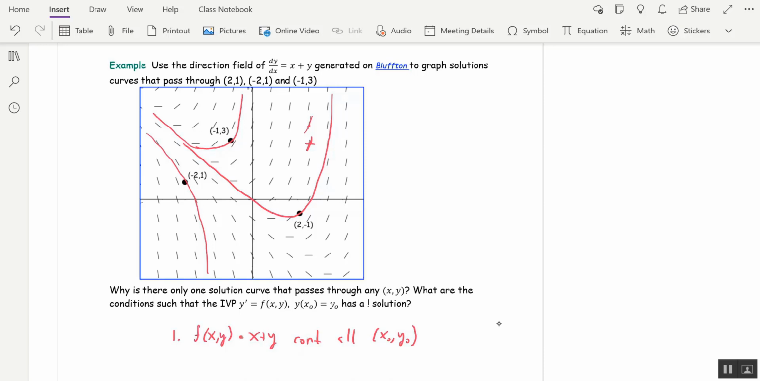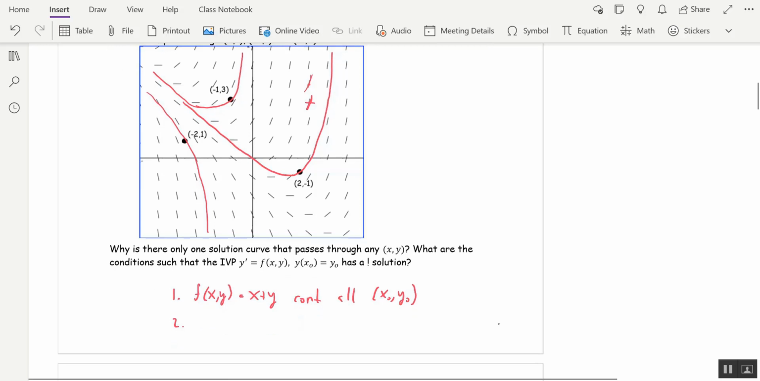What about condition 2? If you recall, condition 2 requires that the partial with respect to y of f, which in this case would be 1, also has to be continuous in a little rectangle around the point. Well, this is continuous for all (x, y), so it's certainly continuous in some rectangle around (x0, y0). So we know we have a unique solution that passes through every point in the plane.